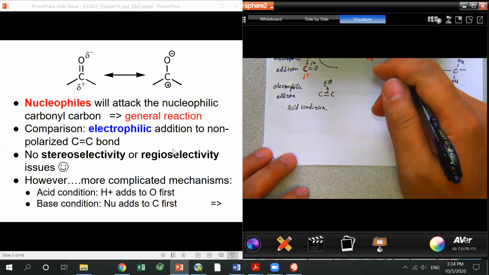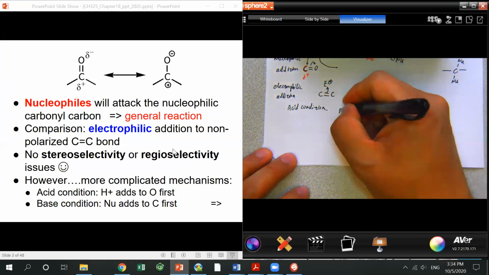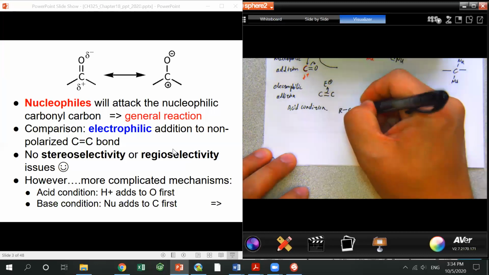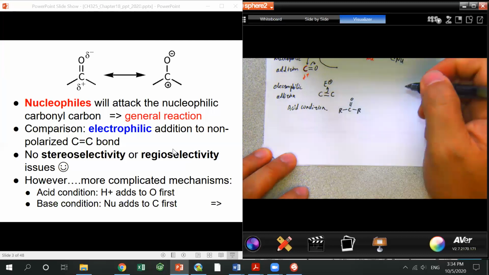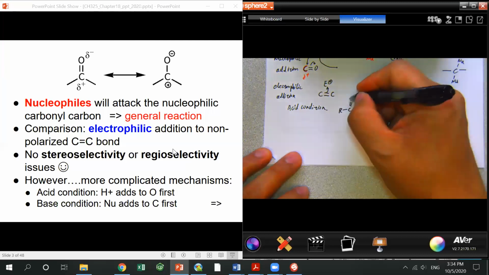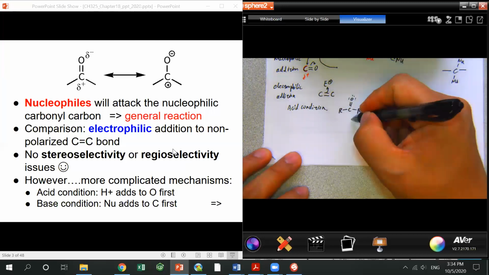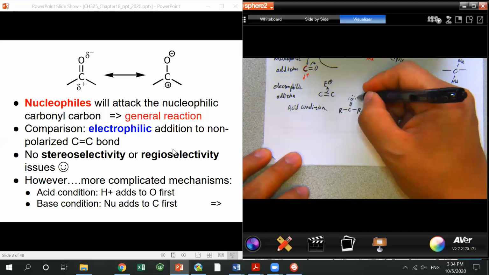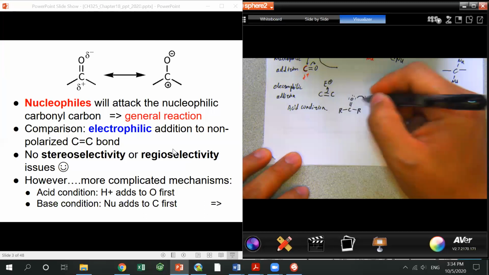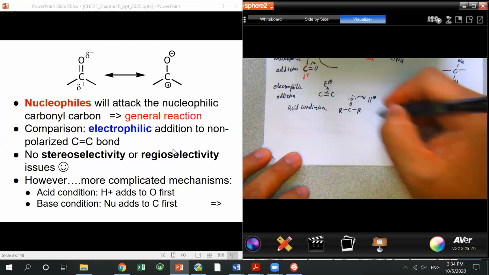For the acid conditions, you have a weak nucleophile, normally a neutral one. In this case, if you want to add to this carbonyl carbon here, you have to make it more active. So the oxygen of the carbonyl compound picks up a proton. That's why it happens under acid conditions.